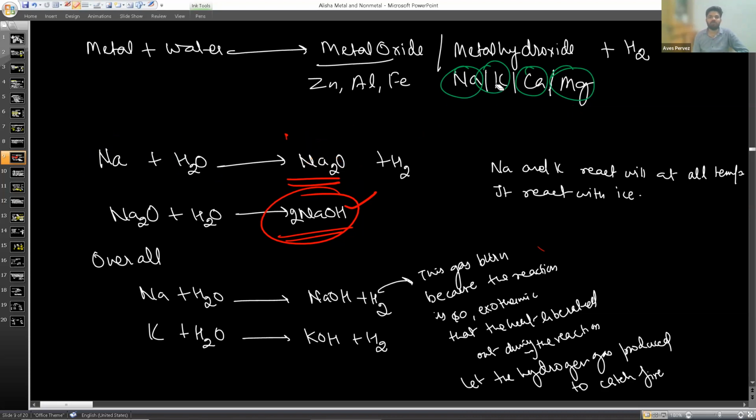The four metals, sodium, potassium, calcium, and magnesium, only form hydroxides. But I have not written here any metal that comes below hydrogen like copper, silver, gold, because this is a displacement reaction. Metals should be more reactive than hydrogen. If I write copper, copper is less reactive than hydrogen, so it will not displace. It will not produce any hydrogen gas.